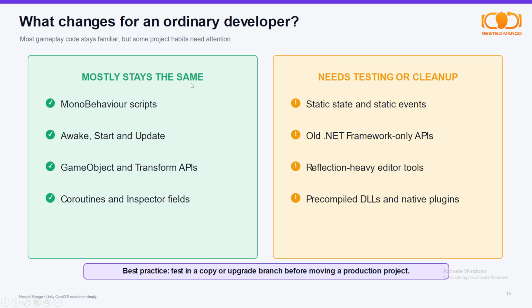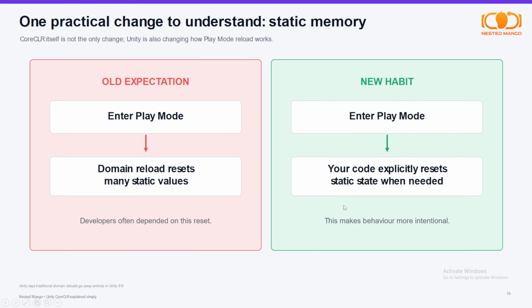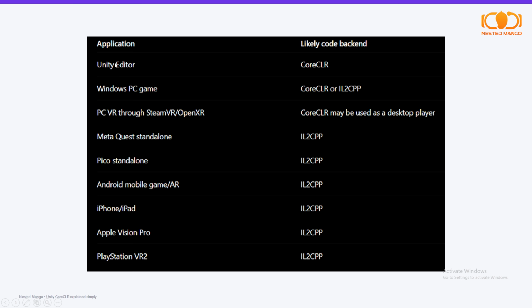So don't be confused: MonoBehaviour scripts are always the same, and Awake, Start, Update will work in sequence. This will be the same, and coroutines will be the same. As developers, the thing we have to watch is static state and static events, which you know very well. It will work on the Unity editor and on CoreCLR whenever we are talking about PC, but everywhere we use APK, we are using IL2CPP.